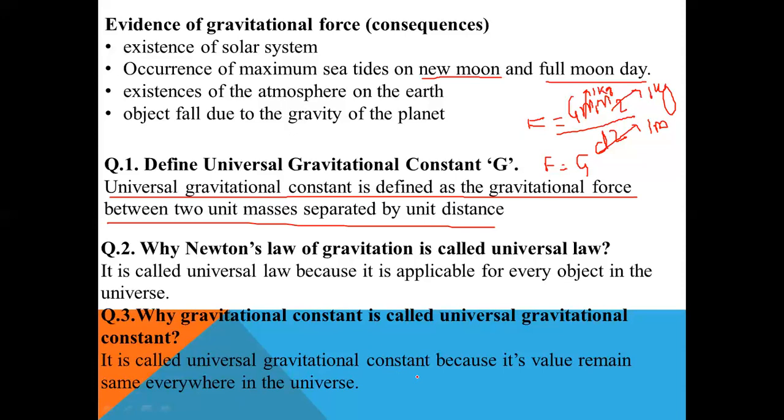Why is gravitational constant called universal gravitational constant? It is called universal gravitational constant because its value remains the same everywhere in this universe. It is not like acceleration due to gravity. It remains the same everywhere. It means it remains 6.67 into 10 to the power minus 11 Newton meter square per kg square everywhere. On the moon also, on Jupiter also, on Mars also, everywhere. So it is called universal gravitational constant.